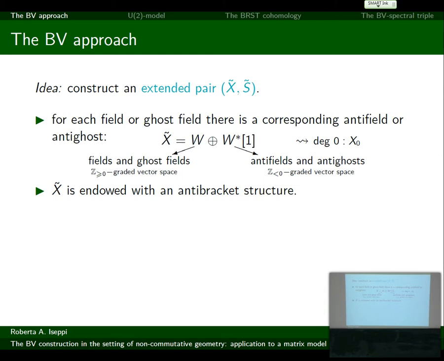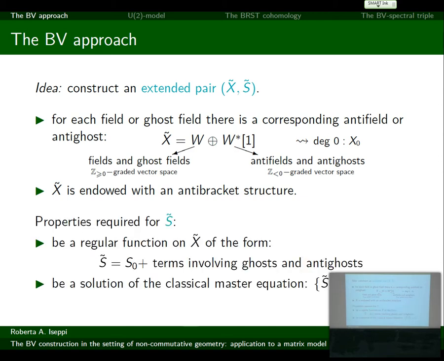So the idea is that physically, to each field and ghost field, there should correspond an anti-field and an anti-ghost field. So this is the reason for which we have this structure. So once the non-negatively graded part is known, the negatively graded part is also known. And moreover, x tilde is supposed to be endowed with this anti-bracket structure.